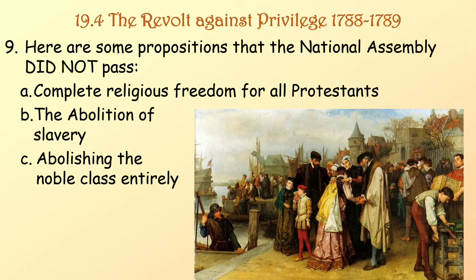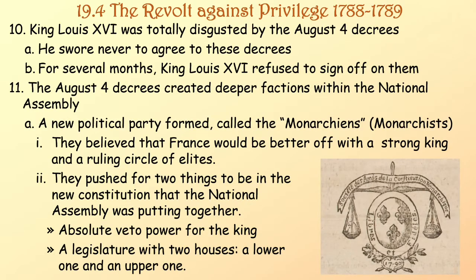Here are some propositions to the National Assembly that did not pass. That's important too. What stayed the same? Complete religious freedom for all Protestants did not pass. The abolition of slavery, proposed but did not pass. And abolishing the noble class entirely, that did not pass. King Louis XVI was totally disgusted by the August 4th decrees.